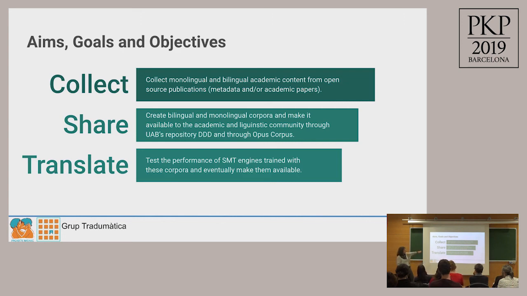Then we will share this data, this content, through our university repository and also through Opus Corpus, because it's like a hub for this kind of data, and we think that the same kind of data should remain together. And then we will test the performance of MT engines trained with our own data. And once they are good enough, eventually we will make them available. And of course, you will hear about these engines once they are available.